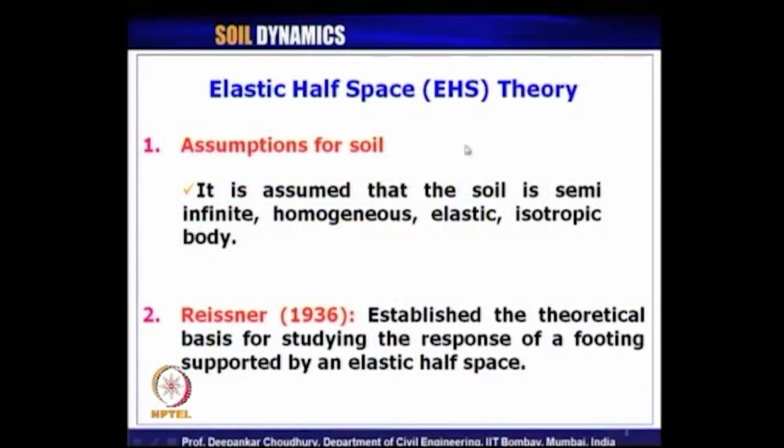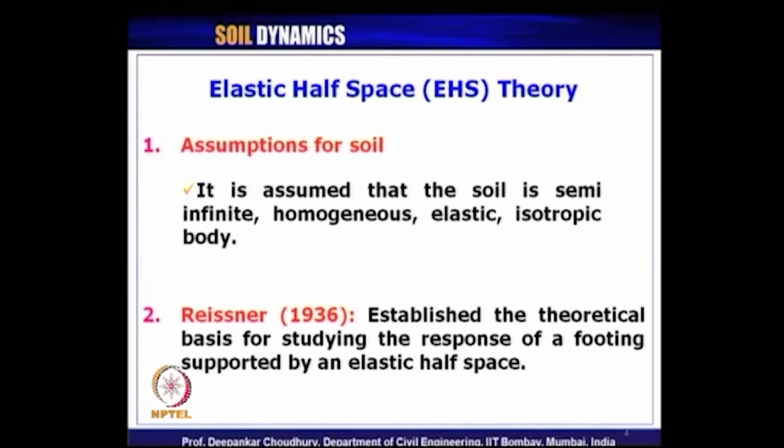Now, we are coming to this third theory, which is known as elastic half space theory or EHS theory. So, what is the assumption for the soil in this EHS theory? The basic assumption for the soil is that it is a semi-infinite, homogeneous, elastic and isotropic body. The elastic half space theory was proposed in 1936 by Reisner.